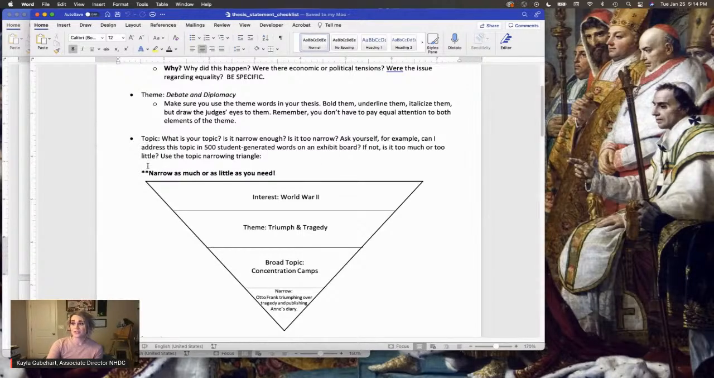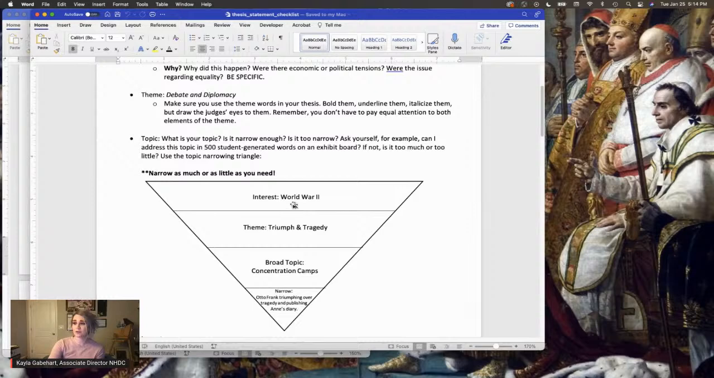And then the topic. So here's what I mean by a narrowed topic. We want to make sure that our topic's not too broad or too narrow, the one we end up with in our thesis statement. Ask yourself, for example, can I address this topic in 500 student-generated words on an exhibit board? If not, is it too much or is it too little? So we use the narrowing triangle.